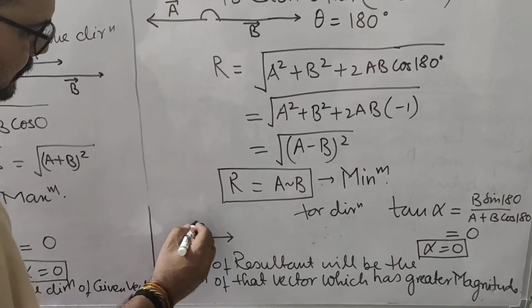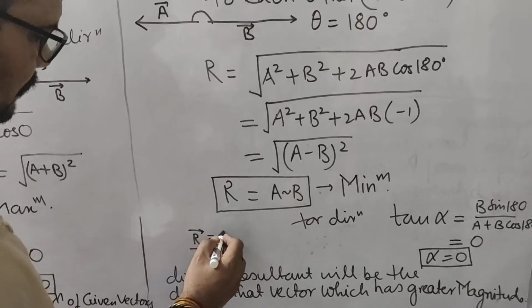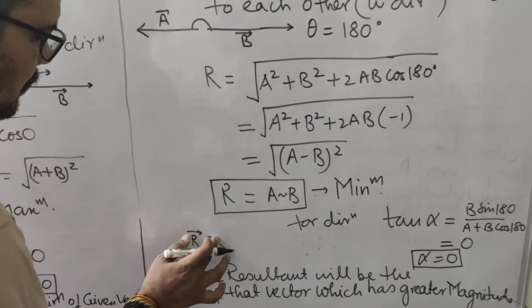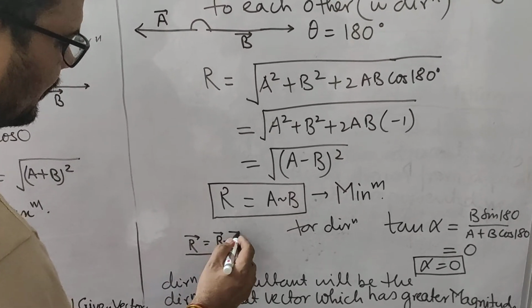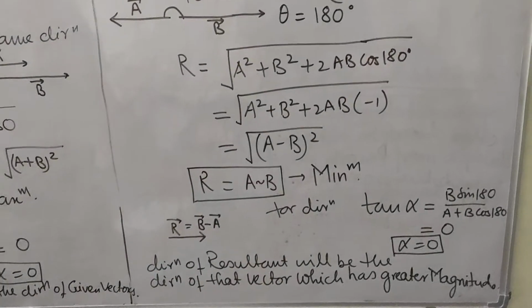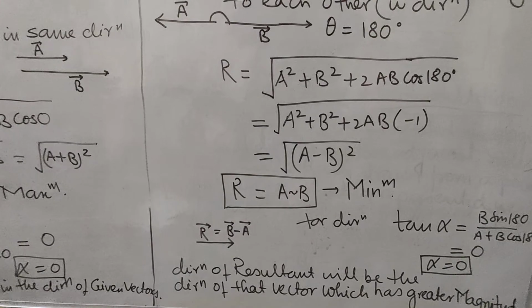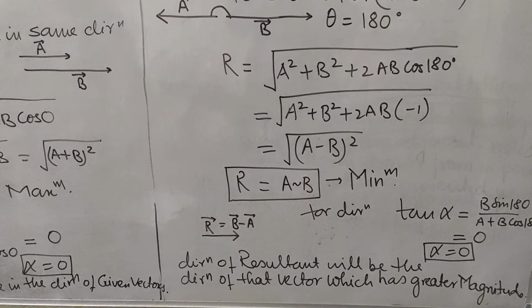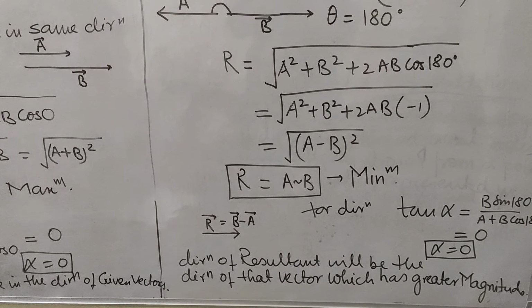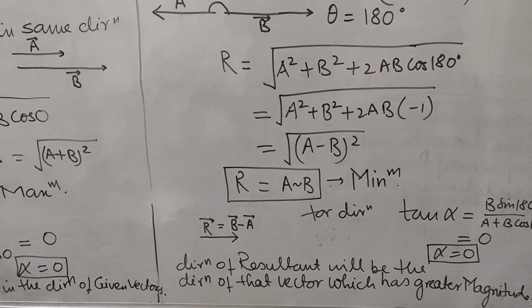This will represent R, that is vector B minus vector A. This is the sign of difference. So keep in mind, if there is a difference of two vectors, the direction will be the direction of that vector which has greater magnitude. This is all about addition. We will discuss unit vectors, orthogonal unit vectors, and multiplication in the next class.